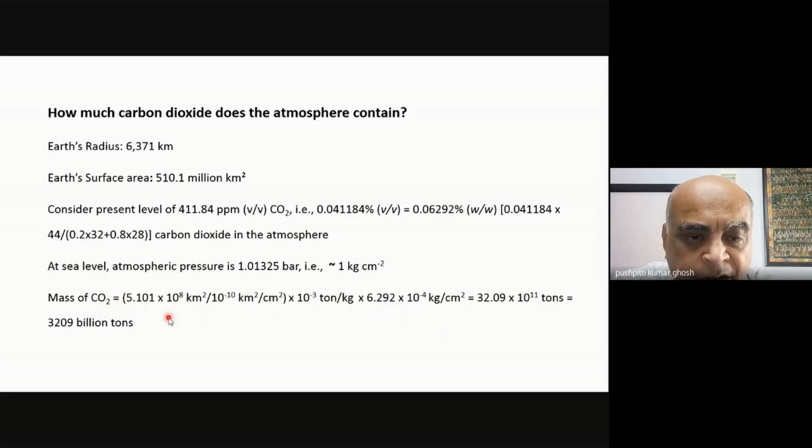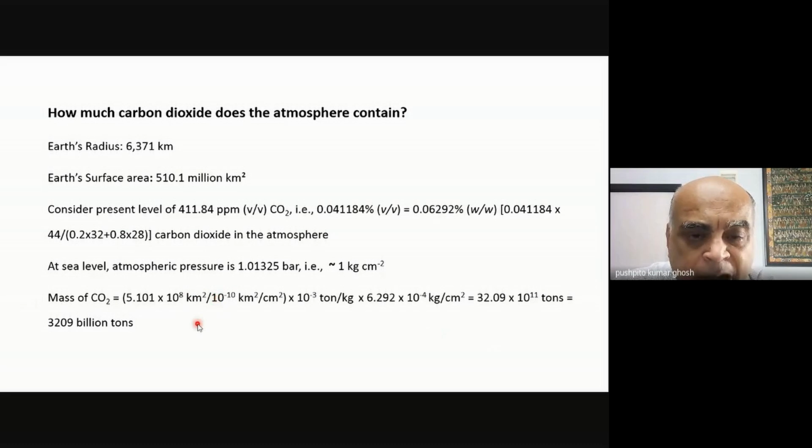What is this figure? 5.101 into 10 to the power 8 kilometers squared. Why is it 10 to the power 8? Because a million is 10 to the power 6, and I've expressed this as 5.10, so 10 to the power 2 from there, and 10 to the power 6. So I'll get 5.101 into 10 to the power 8 kilometers squared.